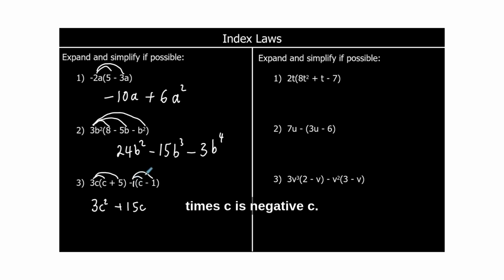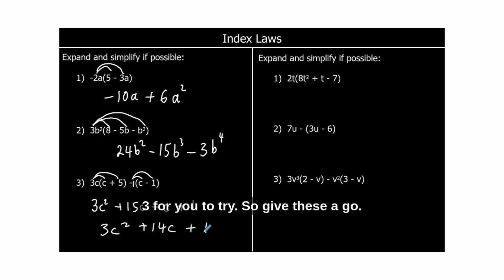So negative 1 times c is negative c. And negative 1 times negative 1 is positive 1. So we can simplify. We've got 3c squared. 15 take away 1 is 14. So 14c plus 1. Okay, 3 for you to try. So give these a go.